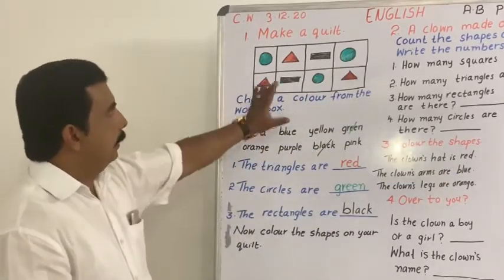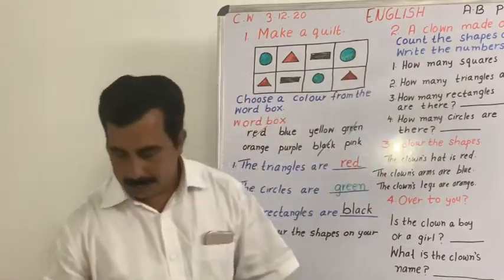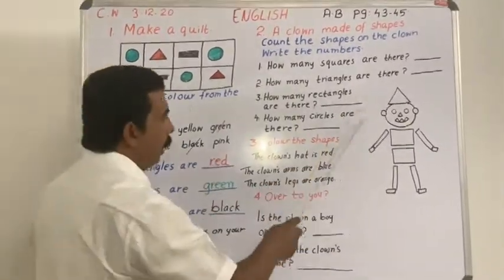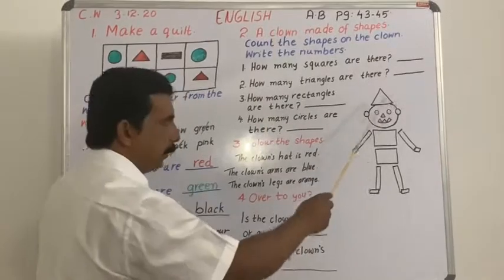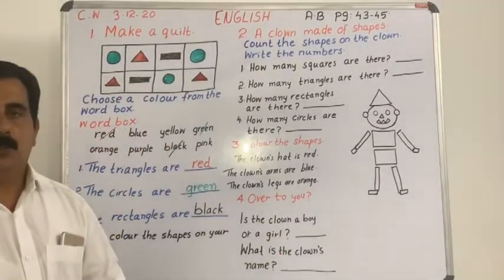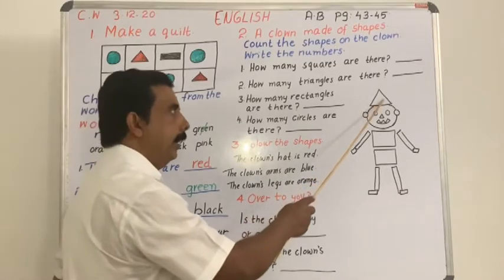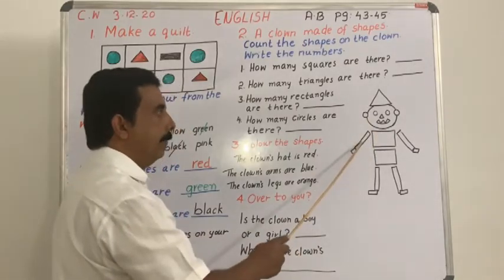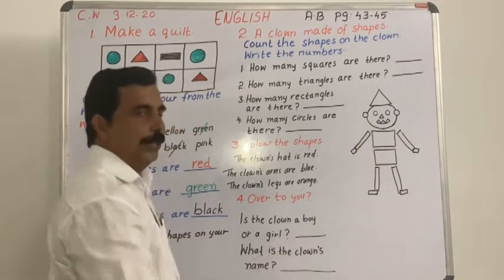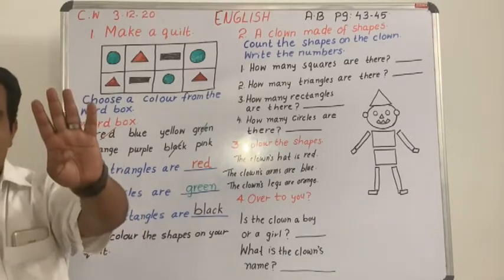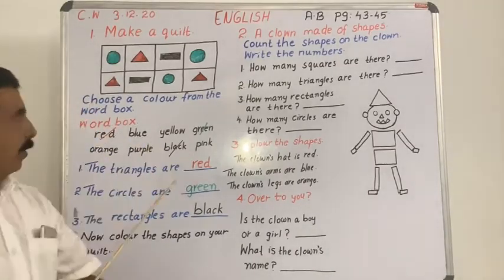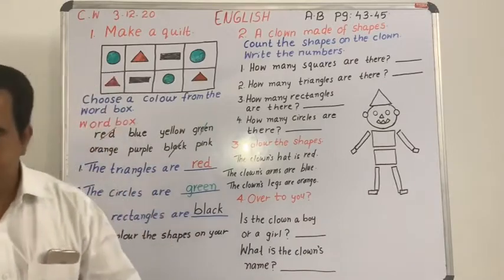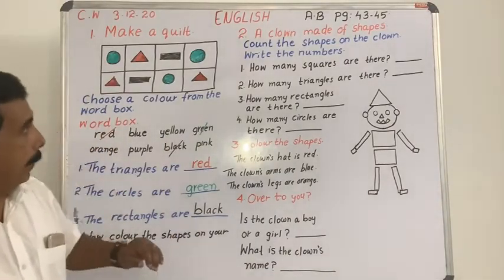Now, second question. A clown made of shapes. You can find a beautiful clown here. Look very well. This clown is made with different shapes. What are the shapes you can find there? I can see a triangle. I can find a circle. I can find a rectangle. I can find a square. With the help of four important shapes. Now you studied four shapes. Before you studied three shapes. Now you are going to study one more shape. What is that? Square.